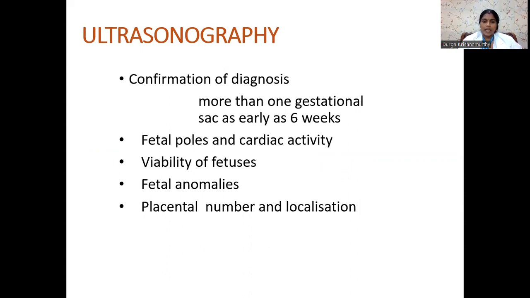Ultrasound helps in the confirmation of diagnosis. More than one gestational sac can be identified as early as 6 weeks. The number of fetal poles, the cardiac activity, the viability of the fetuses, presence of fetal anomalies, placental number and localization is very important and can be determined with 100% accuracy with ultrasound.